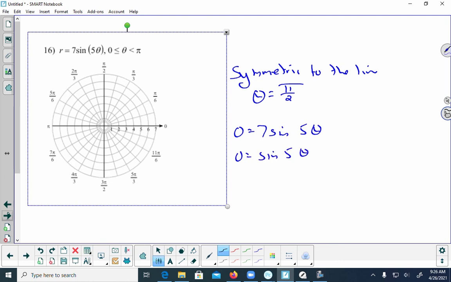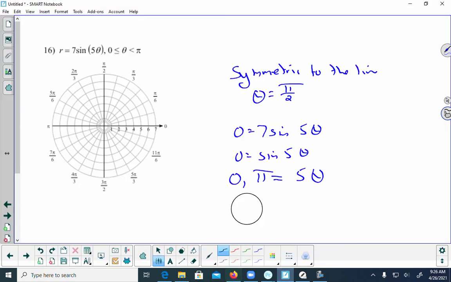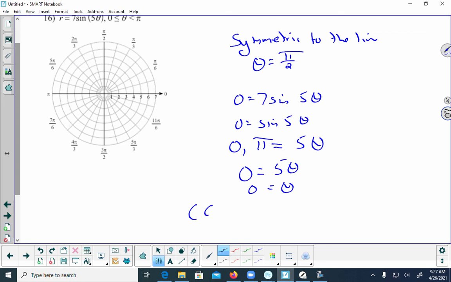I asked myself, when is the sine equal to 0? And that happens at 0 and pi. I'm going to set equal to that 5 theta. So if I have 0 is equal to 5 theta, theta is equal to 0. So that point is going to be 0, 0. And then if I have pi is equal to 5 theta, then divide. So pi over 5 is also going to be a 0, which is 0, pi over 5. Remember, my zeros really don't help me graph, but I found them.